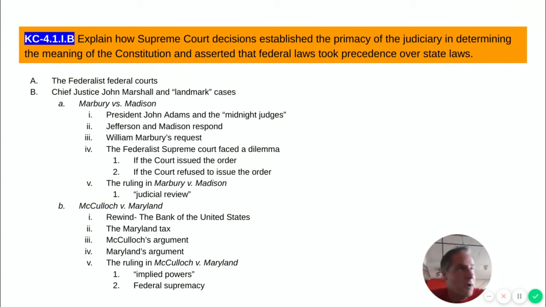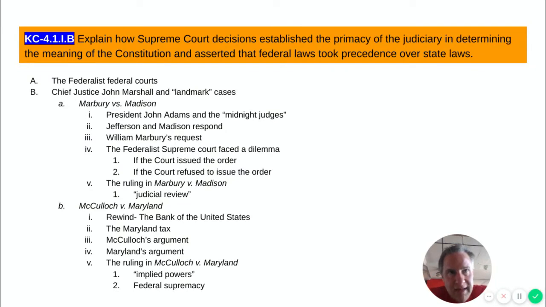Chief Justice John Marshall, who was a Federalist, oversaw the Supreme Court making two very important decisions that are called landmark cases because they established precedent or rules for future actions. The first case is called Marbury versus Madison, probably the single most important case the Supreme Court has heard.